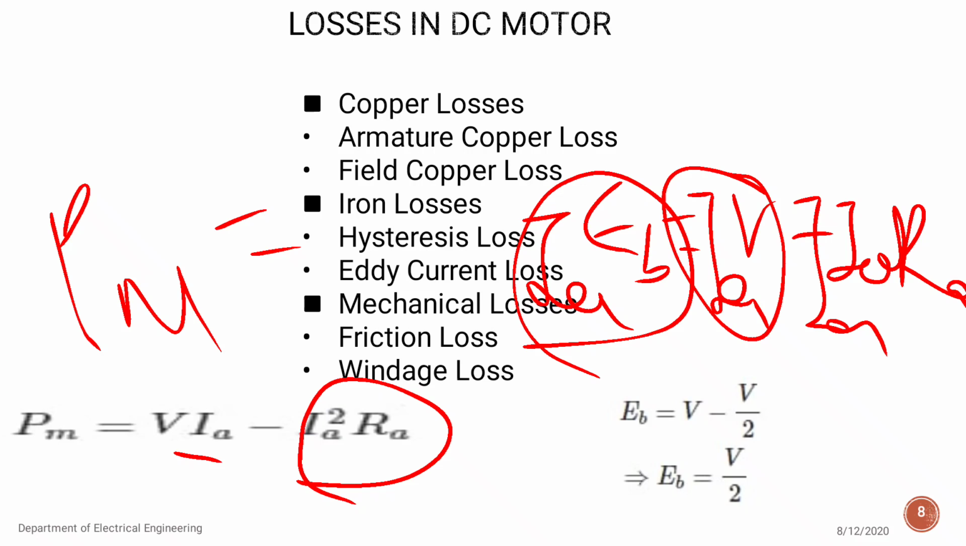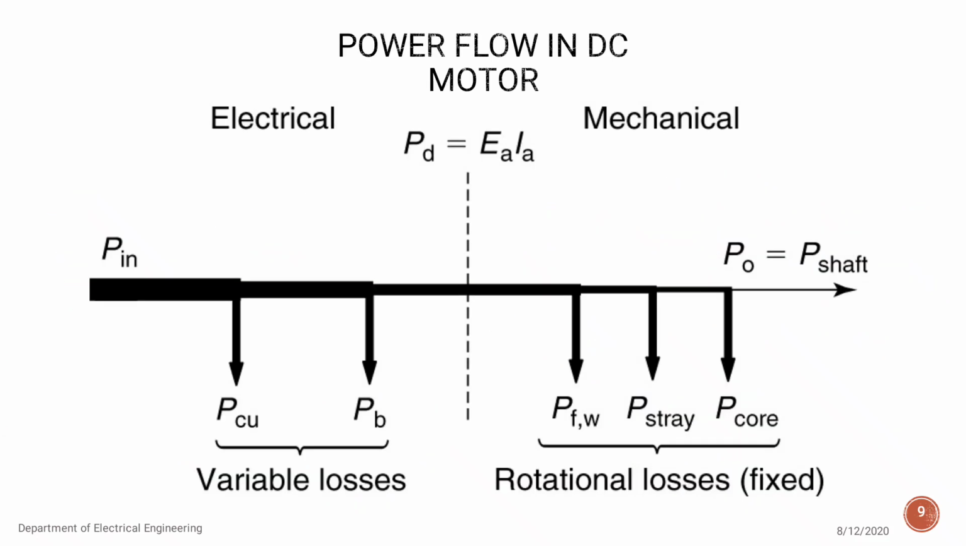Back EMF is equal to half of the voltage. Okay, so that we have seen. Now we will move forward in the power flow direction. As we have seen, in a generator there is also power flow. In a generator, the input was mechanical and the output was electrical, but in case of the motor, power flow will be electrical to mechanical.